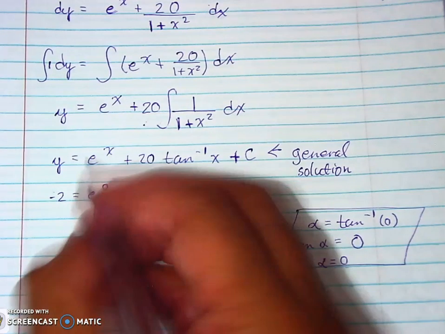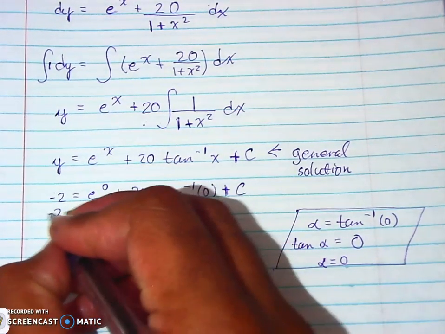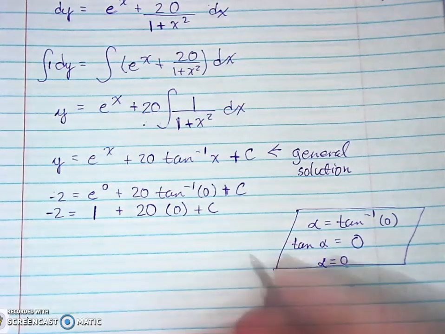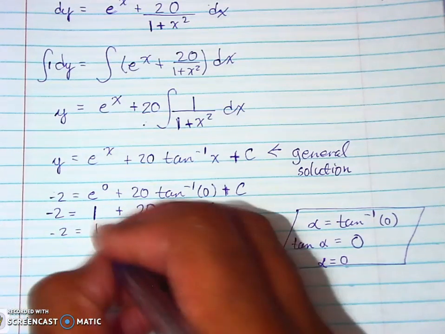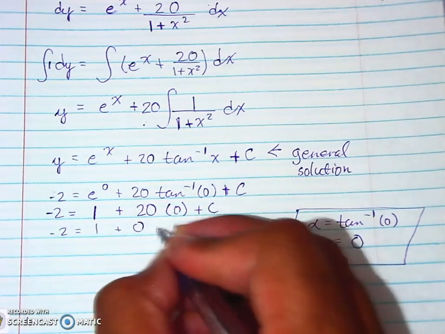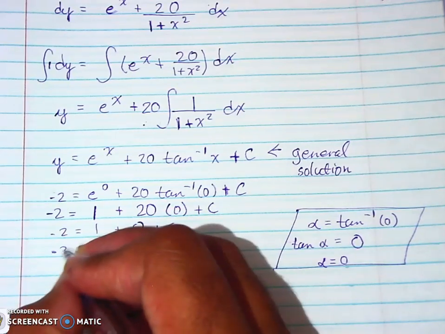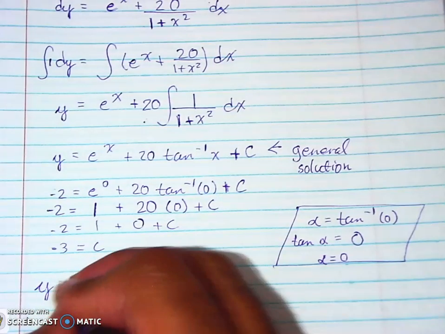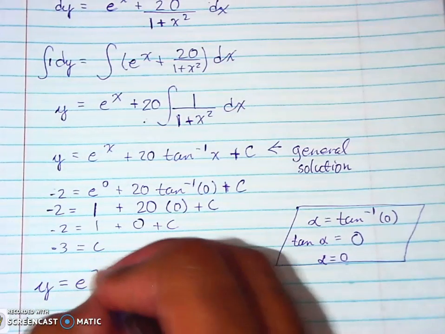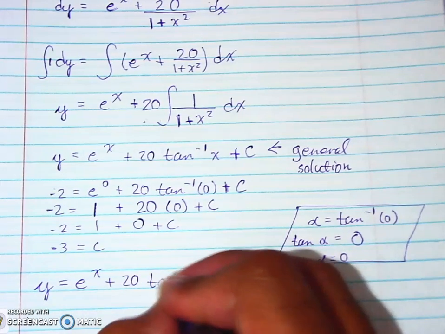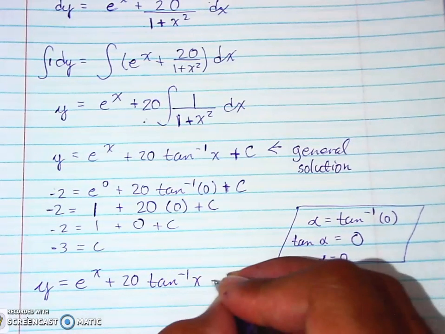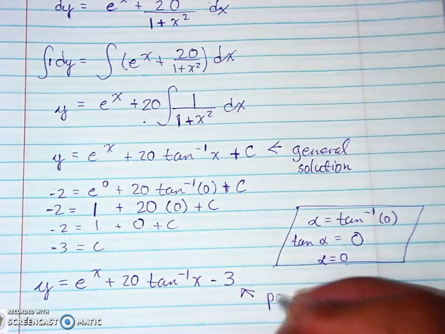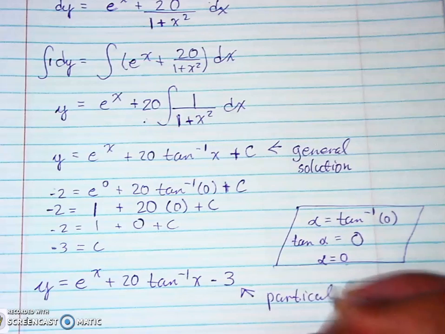All right, and then here, we go ahead and work everything out. And we should get an answer of, sorry, negative 2 equals 1 plus 0, because 1 times 0 is 0, plus c. We subtract that, we get negative 3 equals c. And so our particular solution will be y equals e to the x plus 20 tan inverse x minus 3. Particular solution.